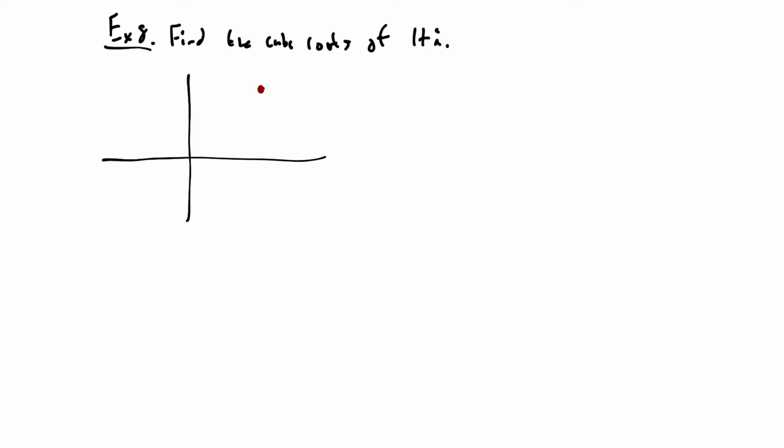So here's the point in the complex plane, 1 plus i, again forming our right triangle with base 1 and height 1. The modulus then is given by the square root of 2. This angle theta here, which is the acute angle of our right triangle, is going to be given by pi divided by 4. So therefore, by the previous corollary, we're going to have 3 cube roots.